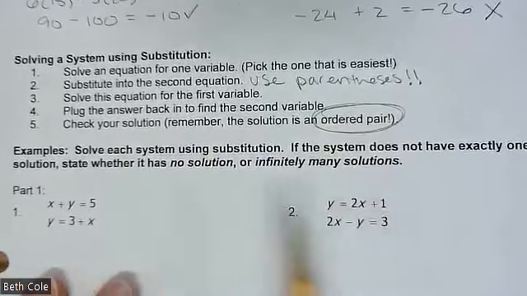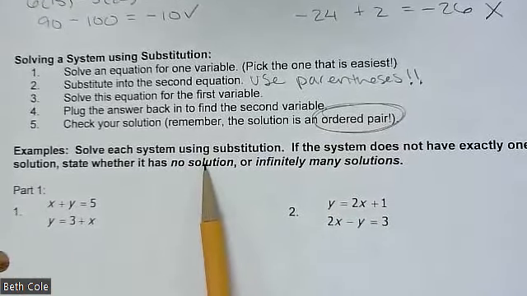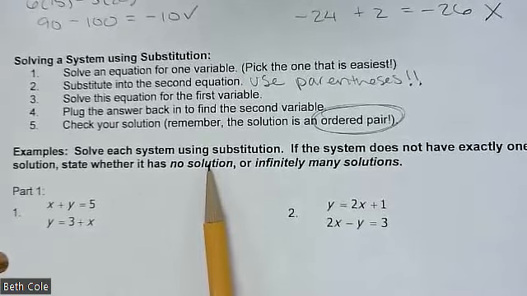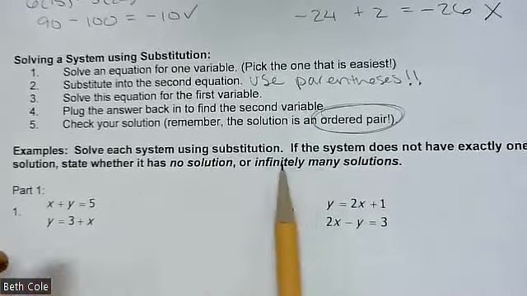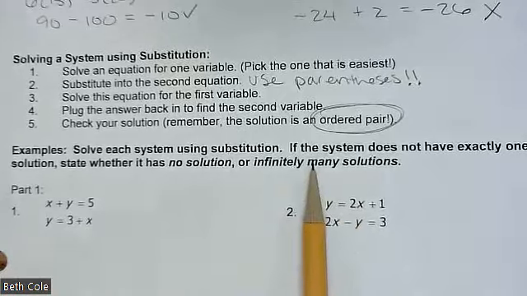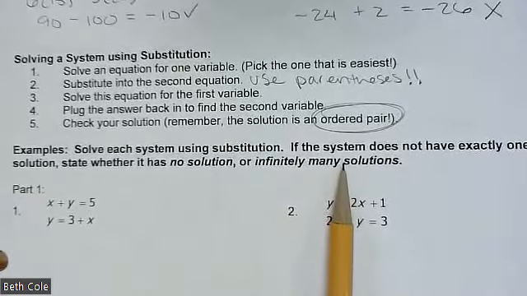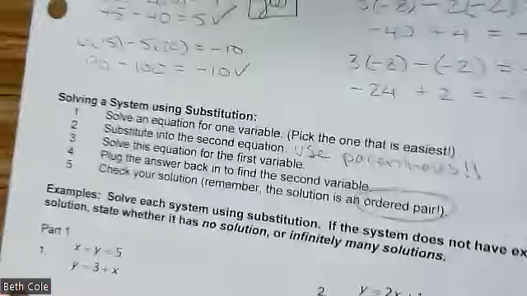Okay. If you get something that makes no sense, it'll be no solution. For example, 7 equals 5. Do you get what I'm saying? If it's infinitely many, it'll just be something that's always true. What would be an example of that? Like 7 equals 7. We've done this before. Do we remember this? Yeah. Okay, we're just going to practice a whole bunch of them.